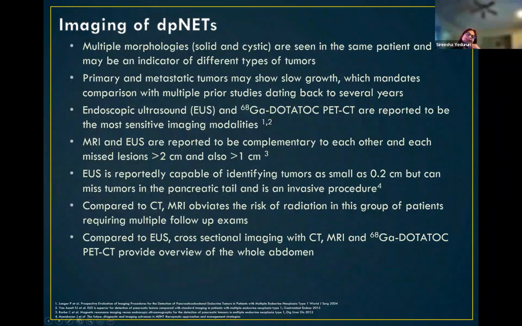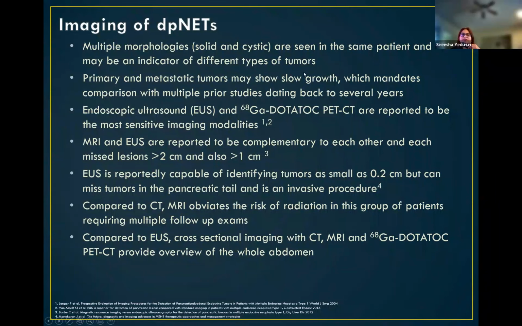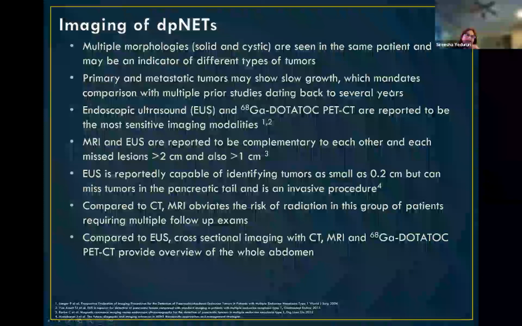On imaging, these patients have multiple morphologies. Some lesions will be solid, some will be cystic, partly cystic, with enhancing rims. They can be seen in the same patient, and may be an indicator of different types of tumors. There are primary and metastatic tumors, and the other characteristic is that they show very slow growth. Our typical 2-year stability doesn't apply here. We may have to go back and look at multiple prior studies dating back a very long time.